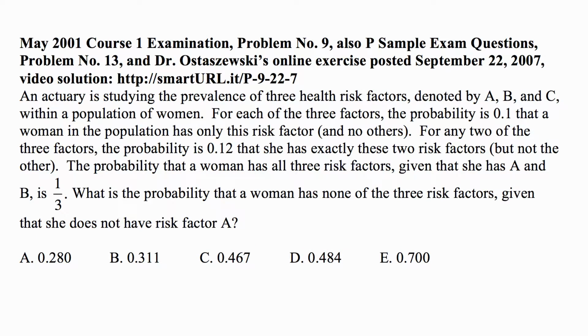An actuary is studying the prevalence of three health risk factors denoted by A, B, and C within a population of women. For each of the three factors, the probability is 0.1 that a woman in the population has only this risk factor and no more. For any two of the three factors, the probability is 0.12 that she has exactly these two risk factors, but not the other. The probability that a woman has all three risk factors, given that she has A and B, is 1/3. What is the probability that a woman has none of the three risk factors, given that she does not have risk factor A?